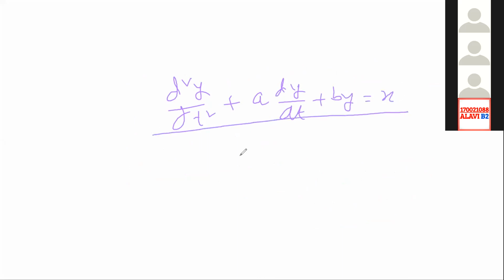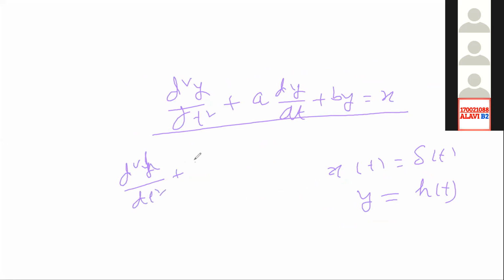For example, say we have a second order differential equation d²y/dt² plus a dy/dt plus b y is equal to say x(t), something like this. Now we consider that if your x(t) is equal to δ(t), then your y would be equal to h(t), isn't it? Now tell me, if we have a second derivative there, calling y now h, d²h/dt² plus a dh/dt plus b h is equal to now δ(t).